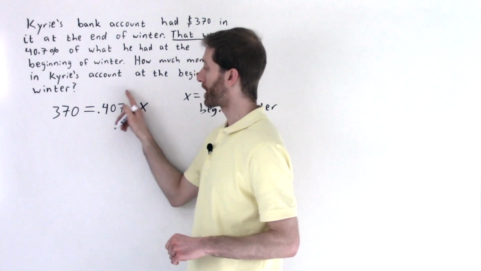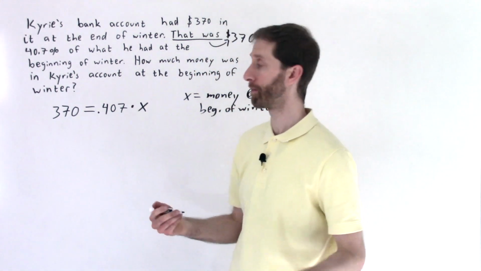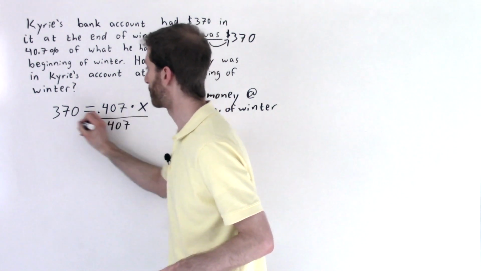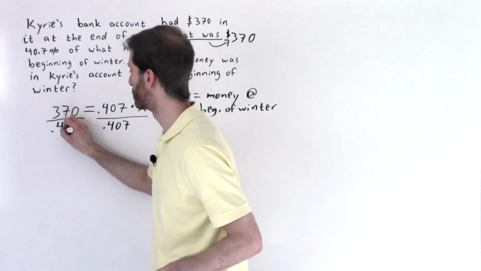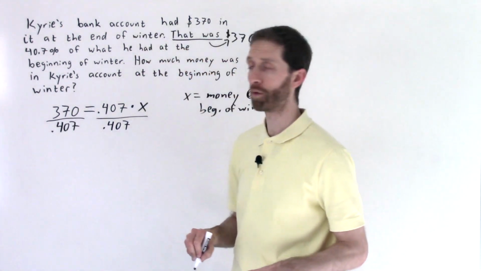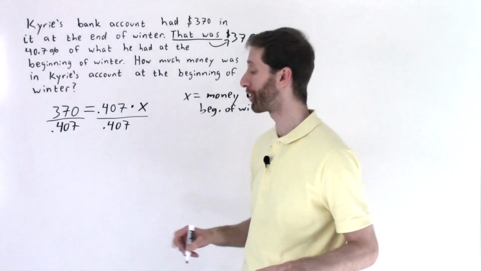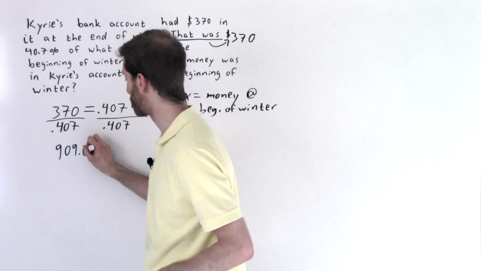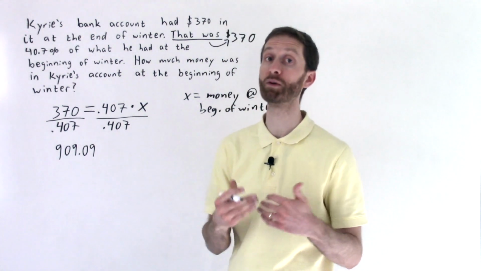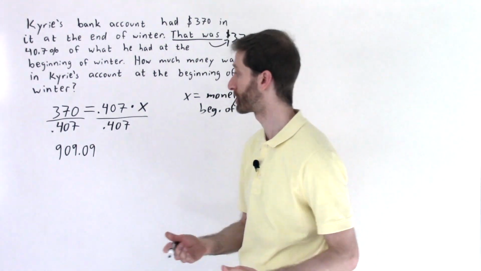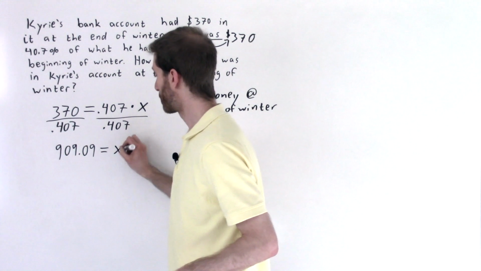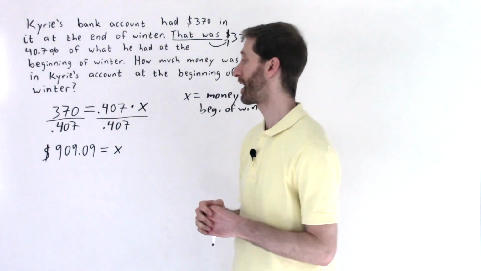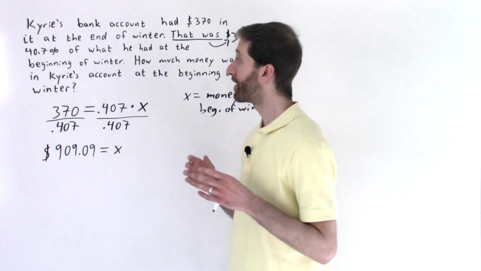So to undo a number times X, I'm going to divide by that number. So I divide both sides by 0.407. And I'll do that to both sides. Once I divide by 0.407 on both sides, I get out my calculator. I've already done the math out. That's going to give us 909.09. That's rounded to the nearest hundredth because we're dealing with money, and hundredths would be cents. So that's equal to X. So that would be in dollars. So at the beginning of winter, Kyrie had $909.09 in his account.